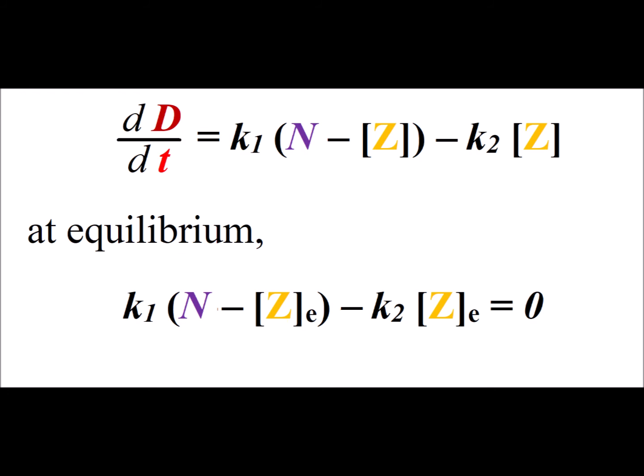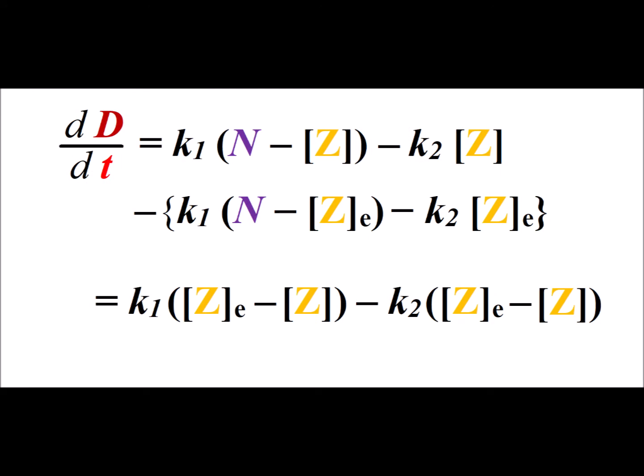In our next step, we're going to make use of the fact that if we add or subtract 0 from any quantity, we will not have changed it. So our new expression for dD/dt is the previous expression from which we subtract that quantity that we saw in the last slide was equal to 0. And then when we do the algebraic recombinations, we get that dD/dt is equal to k1 times the difference in concentration of Z between the equilibrium value and the current value, minus k2 times the difference in the equilibrium concentration of Z minus the anytime concentration of Z.